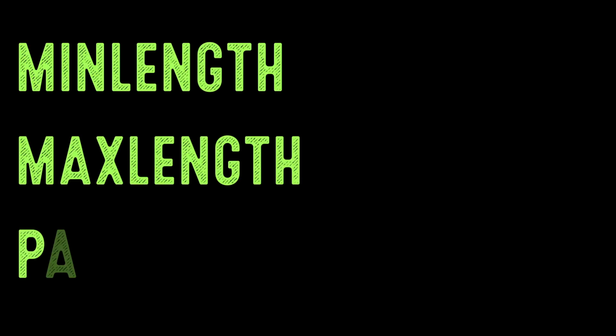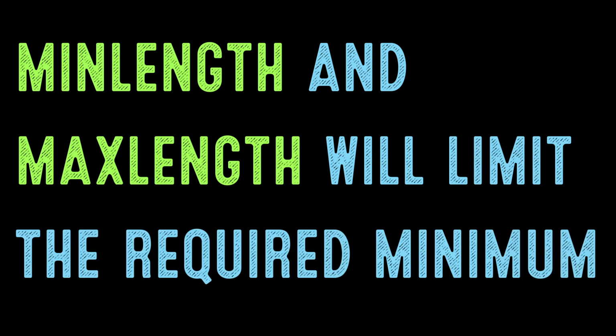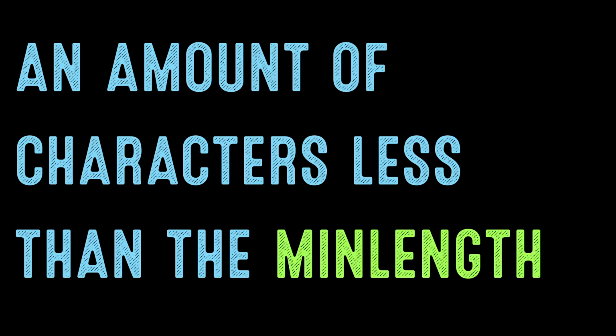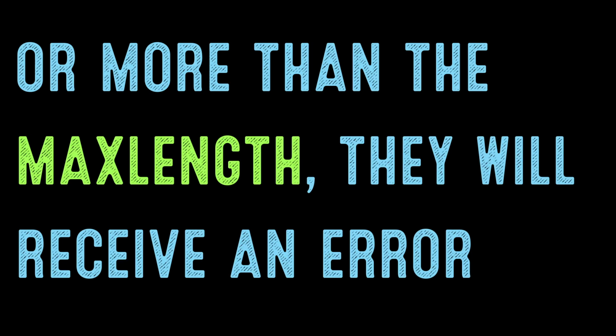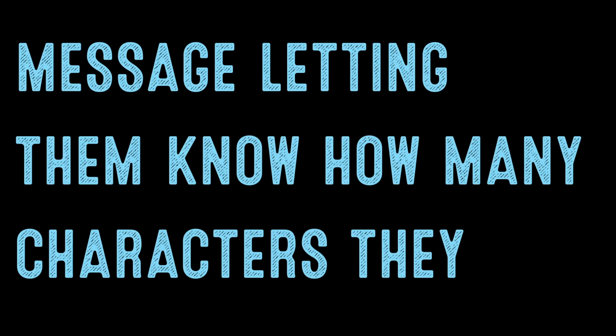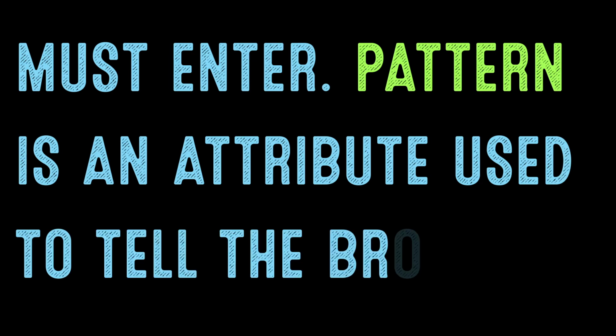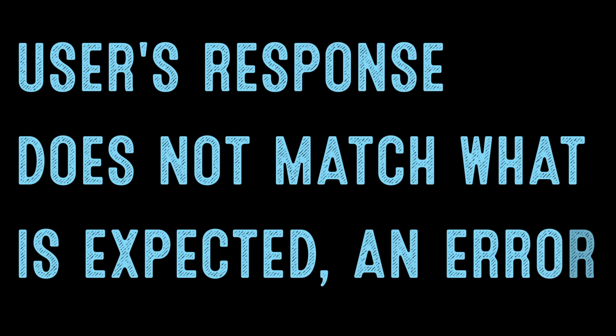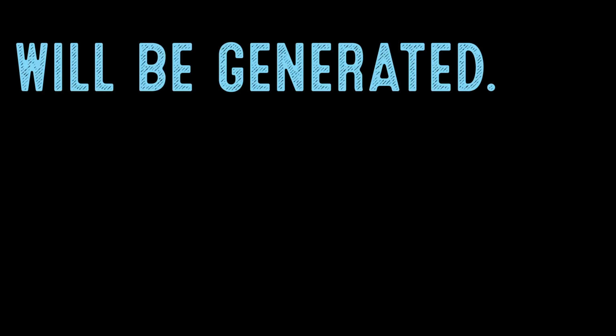Min length, max length, pattern. What is the purpose of each of these attributes? Min length and max length will limit the required minimum and maximum length of an element. If a user tries to enter an amount of characters less than the min length or more than the max length, they will receive an error message letting them know how many characters they must enter. Pattern is an attribute used to tell the browser what types of responses are appropriate. If the user's response does not match what is expected, an error will be generated.